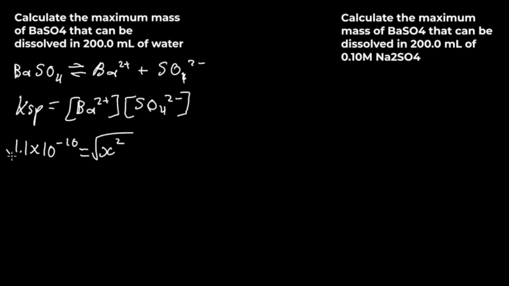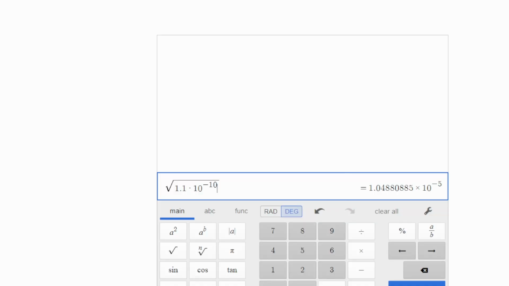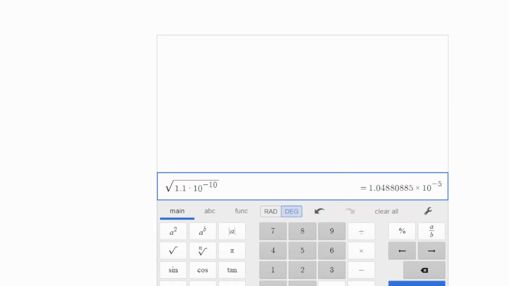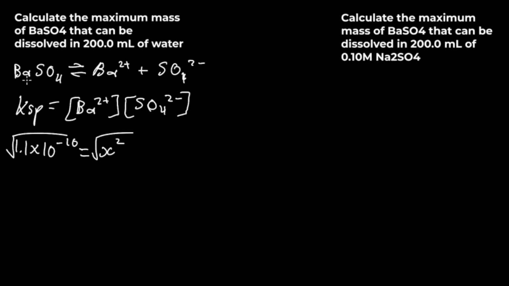And then if we square root it, putting it into Desmos, you should get 1.05, depending on how many sig figs you want to use. I think we would just use 2. So it'd just be 1.0 times 10 to the negative 5th equals x. And now this wants us to find the maximum mass.